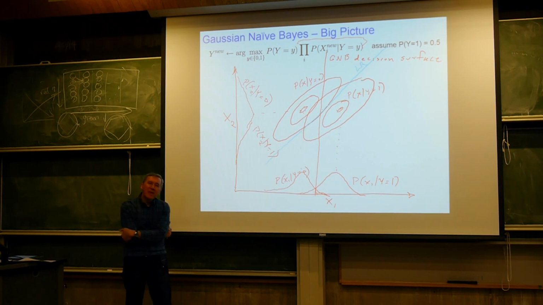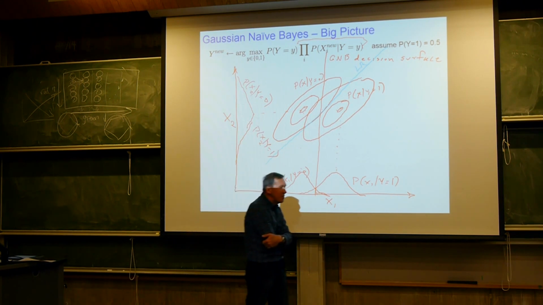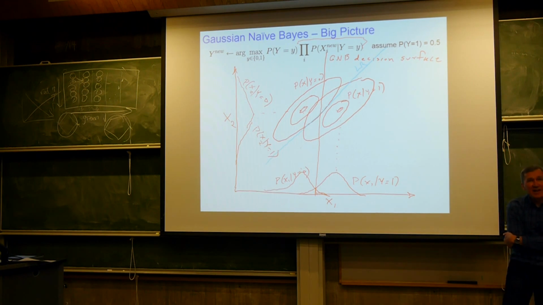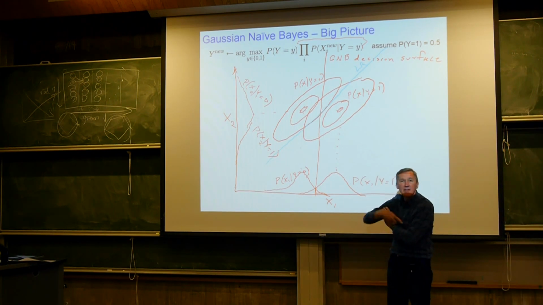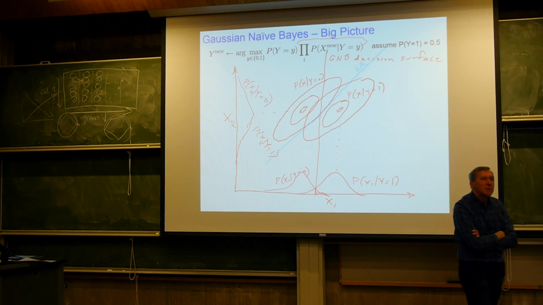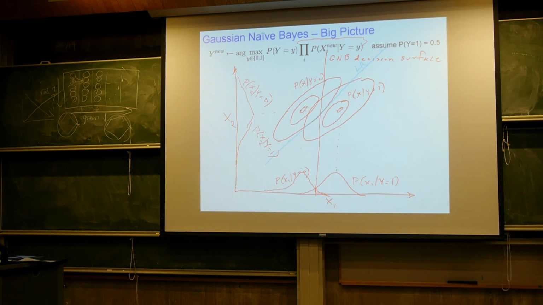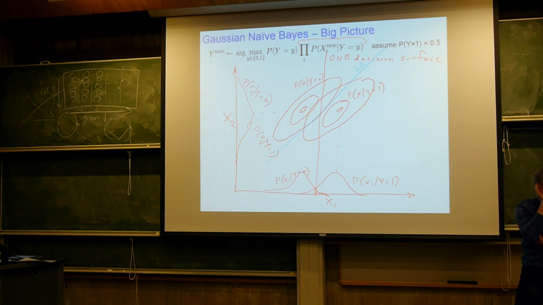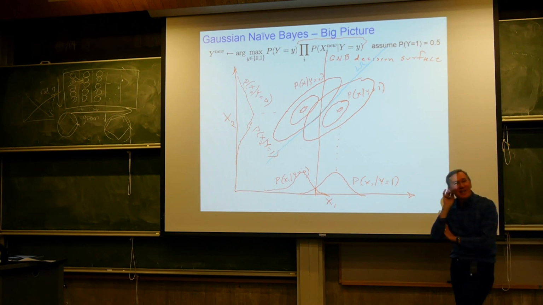Now, it turns out there's a simple way for me to keep this data that I have, but transform the problem so that Gaussian naive Bayes would work just fine. Does anybody see it? Yeah, right. Rotate the axes.